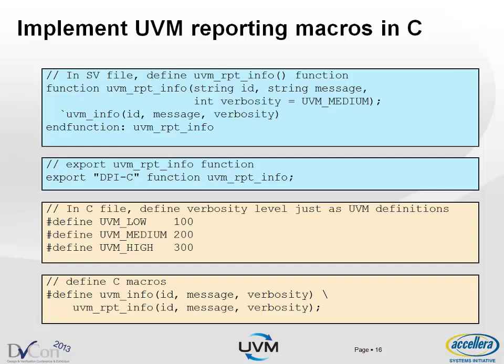In a SystemVerilog file, we define this UVM report info function. Inside this function, we call the UVM info macro, just the regular usage. Then we export this function into the C domain by using the export DPI-C command. Then in the C file, we define the verbosity levels in exactly the same way as the UVM defines them: UVM low, medium, and high, defined as constants. Then in the C file, we define the C macro, and we call this exported function, in this case the UVM report info, which is defined here.